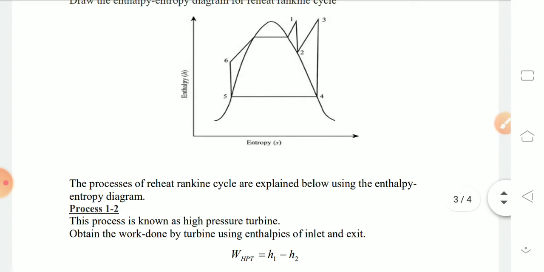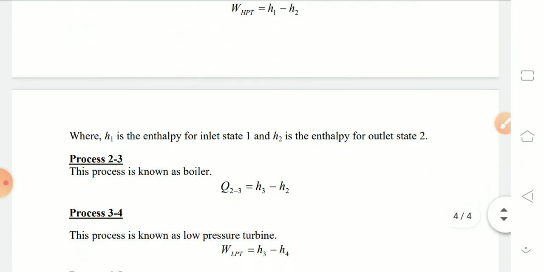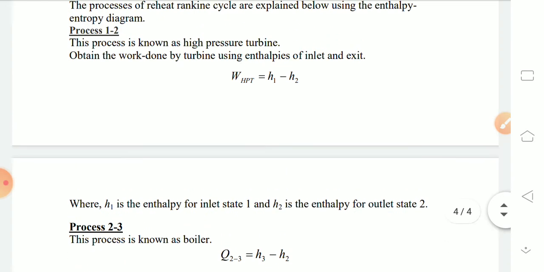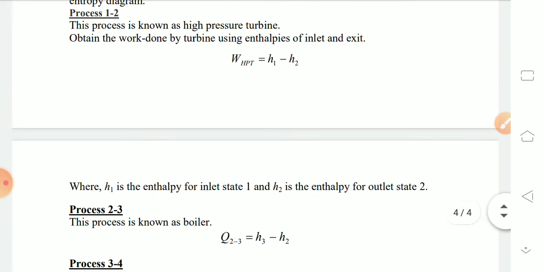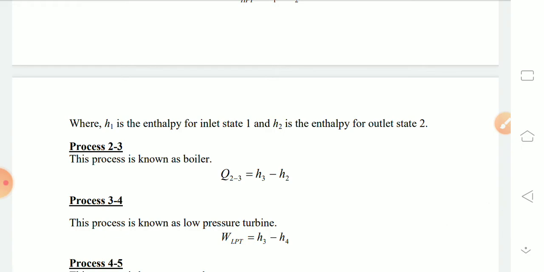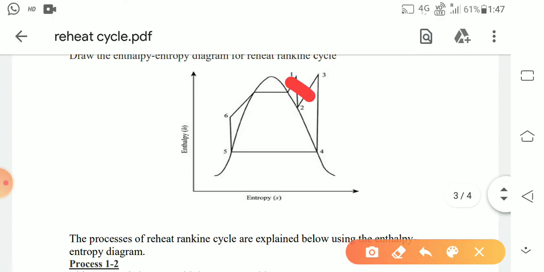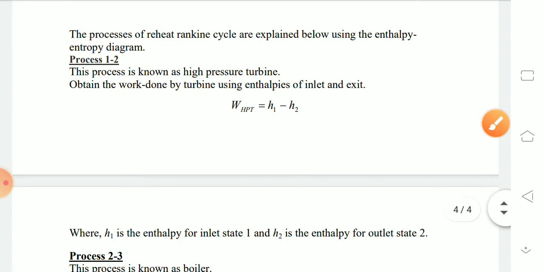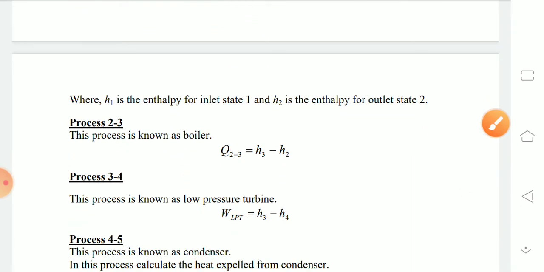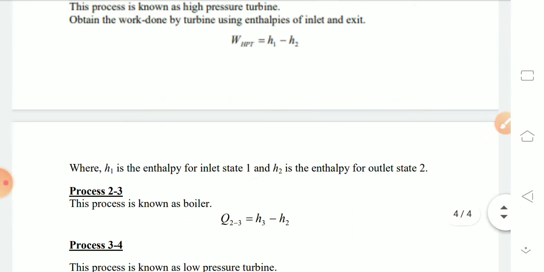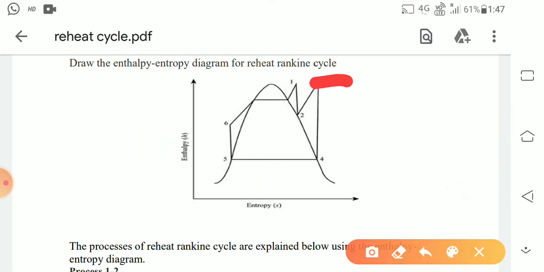Now I am going to explain the 2 to 3 process. This process is known as the boiler, because the steam is sent again to the boiler and reheated. So you can find the heat supplied in process 2 to 3. You can write H3 minus H2. Process 3 to 4 is the low pressure turbine.